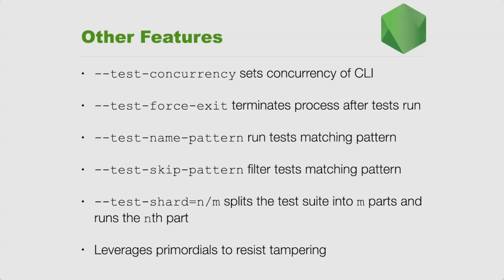And then I wasn't really sure where to include this. I didn't think it really deserved its own slide, but we do leverage something in the test runner called primordials. So what this does is it makes the test runner more resistant to tampering. And so what does this mean? Say I want to go in and monkey patch something, regardless of whether I'm using mocking or what. Say I just at the very top of my file, I require the test runner, and then I do Array.prototype.push equals a new function.